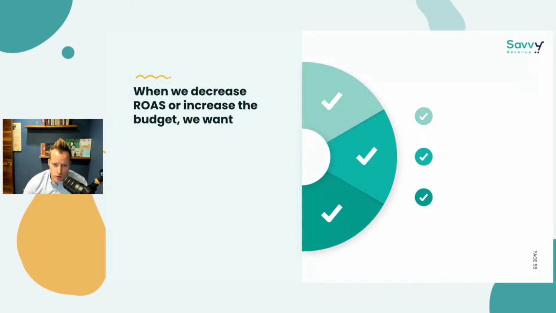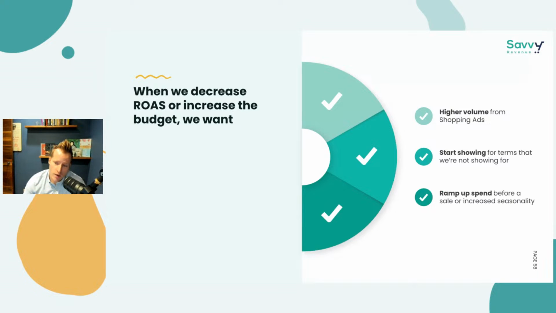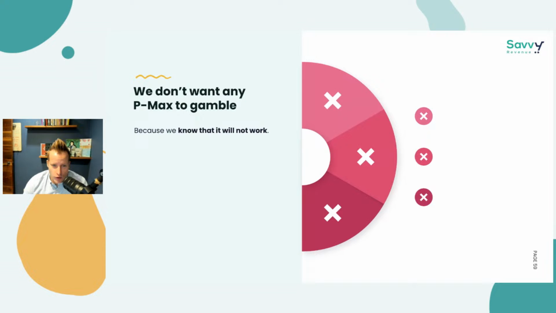So when we decrease our ROAS or increase the budget, we want higher volume from shopping ads. We want to start showing for terms we weren't showing for before because it wasn't profitable. And we want to ramp up spend before a sale or increased seasonality. On the other hand, we don't want PMax to gamble. We don't want it to use experimental spend from display. We don't want it to try spending on keywords in search.